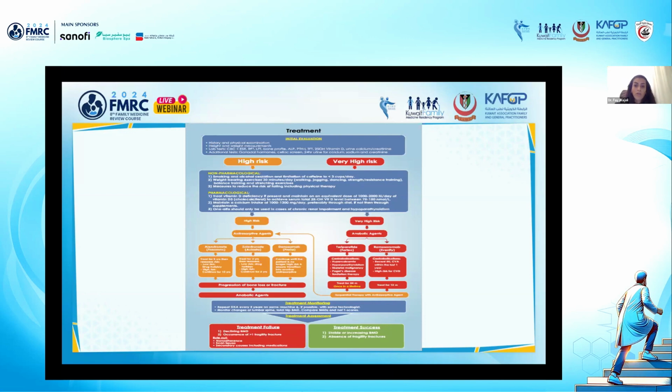For the very high-risk patient, as we said, we will refer these patients to secondary care for anabolic treatment. Two agents are available here in Kuwait. I will not go over the details. Romosozumab is given for a year. Teriparatide is given for 2 years, once in a lifetime, and then these patients have to continue on anti-resorptive treatment. It's not only anabolic and then no treatment at all.